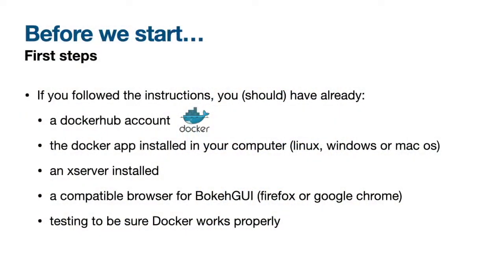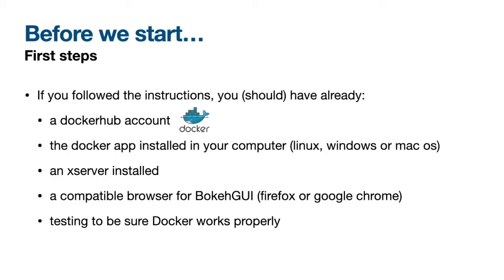So before we start, let's go over some of the steps that you should have taken before coming to this tutorial. First, you need to have a Docker Hub account. You need to have also the Docker app installed on your computer. Then you will need a compatible X server installed, be it on Linux, Windows, or macOS. You will also need a compatible browser for Bokeh GUI. And you need also to be sure that Docker works correctly on your computer. These are the required steps such that we can start working with this tutorial.